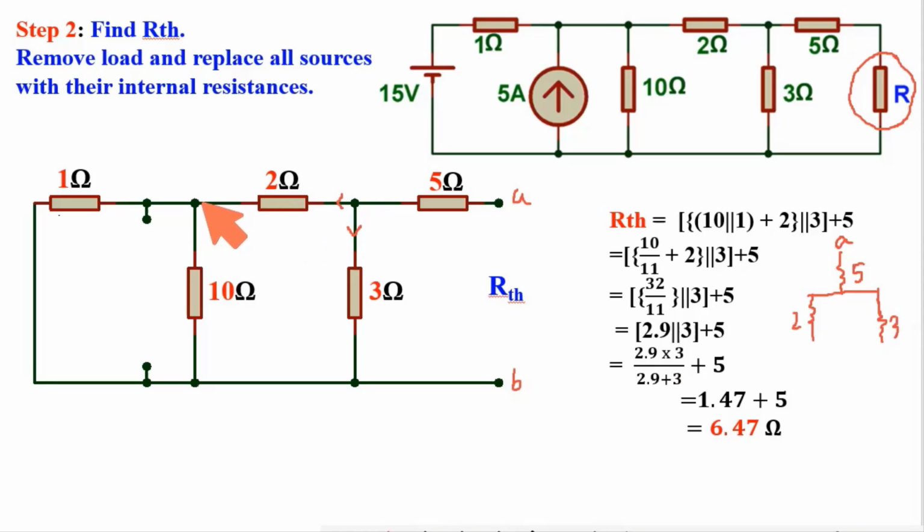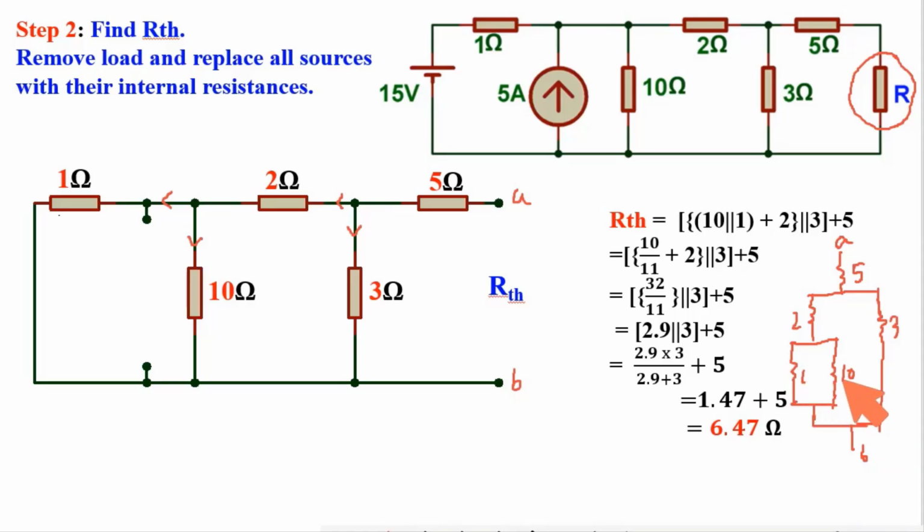From this 2 ohm, again we got two paths, one is 1 ohm, another one is 10 ohm. This 1 and 10 meet at a particular point, say this is that point. This point and the end of the 3 ohm are the same point, and ultimately the point is B. Now it is very clear which one is in series, which one is in parallel.